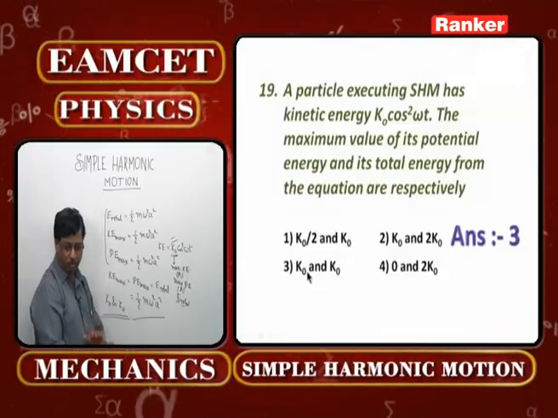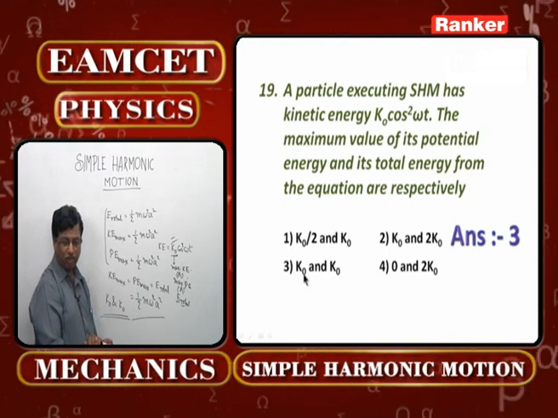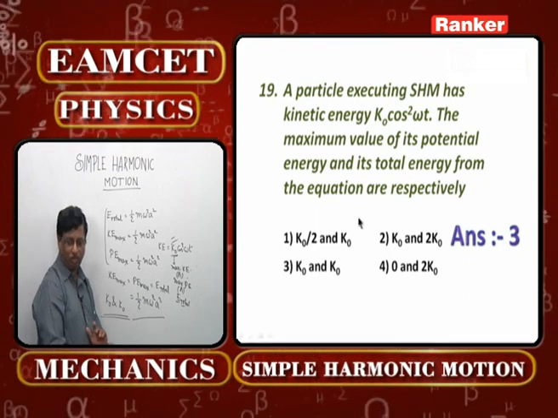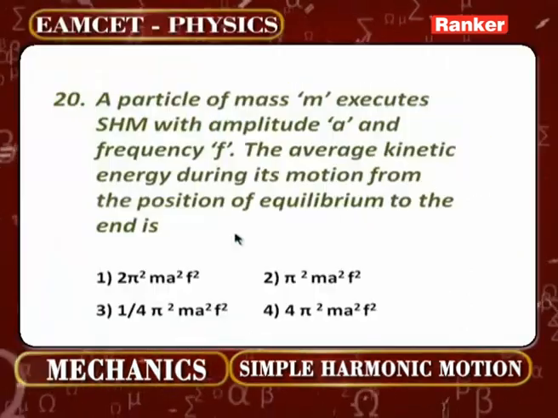The third option is the correct one. K0 and K0. These two are the correct values that have been given over there. Third option is the correct option. Now let us take the next number, that is problem number 20.